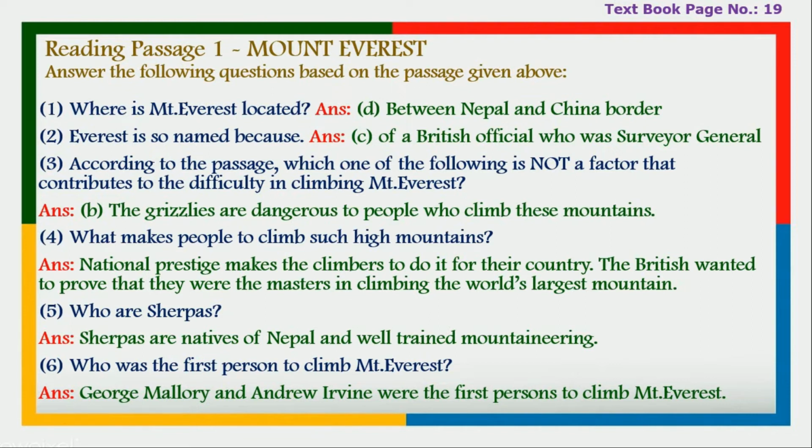The British wanted to prove that they were the masters in climbing the world's largest mountain. Fifth question, who is Sherpas? Answer: Sherpas are natives of Nepal and well-trained mountaineering. Sixth one, who was the first person to climb Mount Everest? Answer, George Mallory and Andrew Irwin were the first persons to climb Mount Everest.